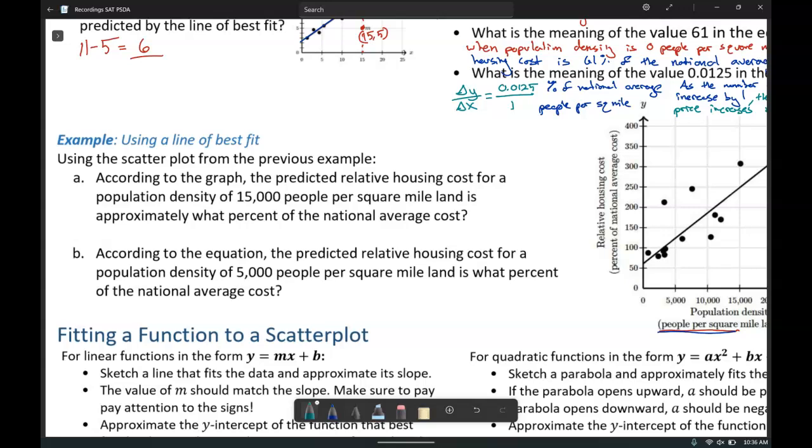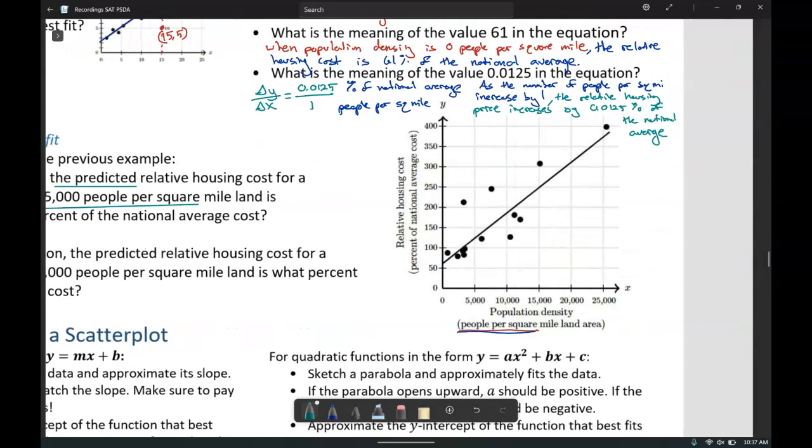According to the graph, the predicted relative housing cost for a population density of 15,000 people per square mile is approximately what percent of the national average? So we look at 15,000 people per square mile and we want to find the predicted amount. So we look at 15,000 and we go up to our line of best fit, and 15,000 corresponds with the point 250 on the y-axis, which is 250% of the national average.